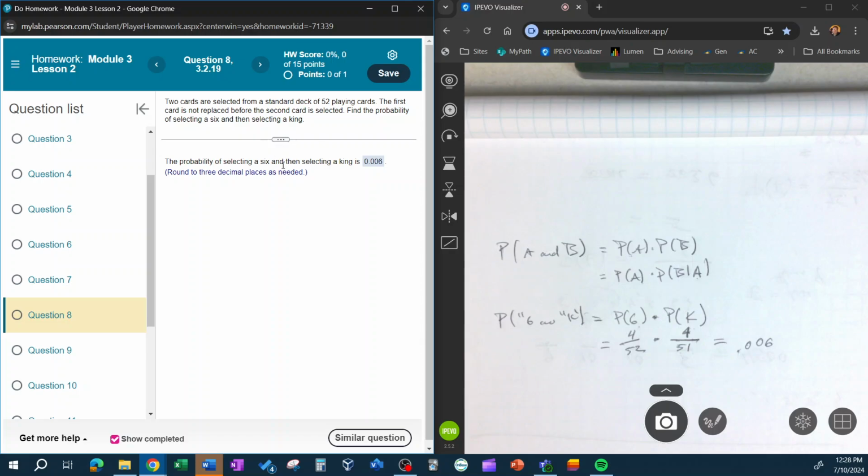So the key here is, you see the word "and," that means you're going to multiply, and then you'll have to figure out the probability of each one of these events. If they're dependent, in which case this is, we picked a 6 out, so we're going to have to remove one card from the denominator here, but we didn't pick a king, so we're going to continue using 4 kings. All right, let's try number 9.